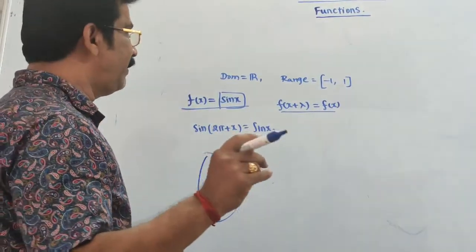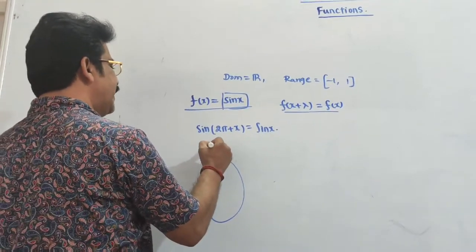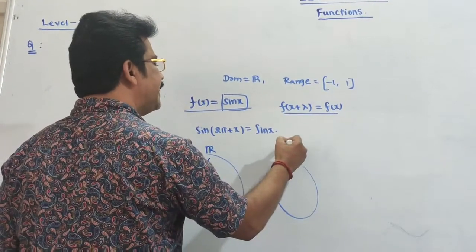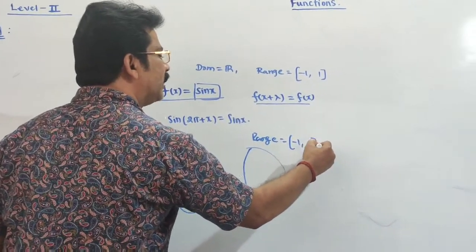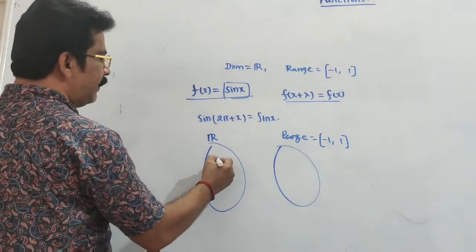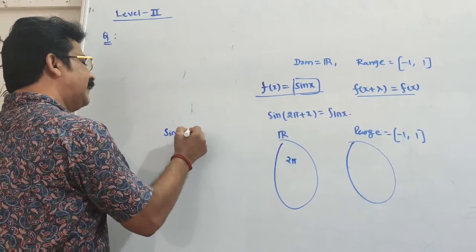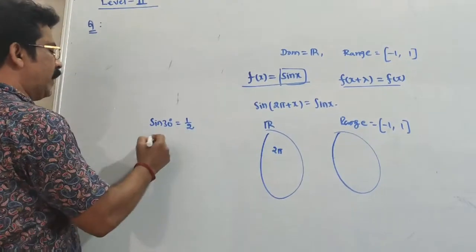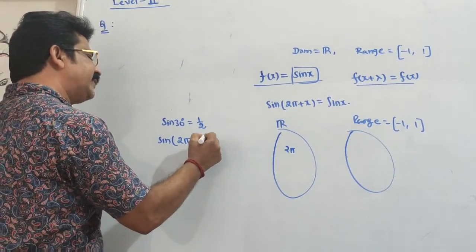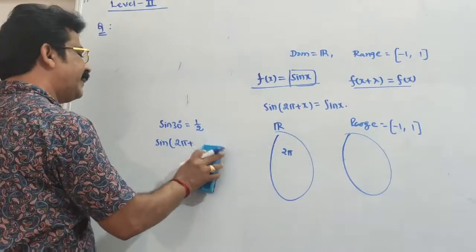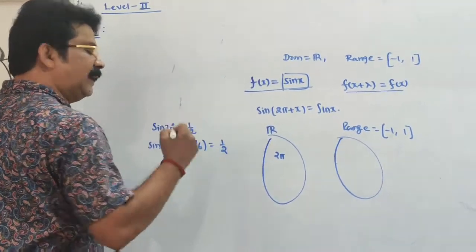Already we know very well about the domain and range of f of x. Here domain means capital R, and range is the closed interval of -1 comma +1. What I am telling is that, for example, sin 30 degrees is equal to 1 by 2. Sin of 2 pi plus 30 degrees is also 1 by 2. 30 degrees means pi by 6.